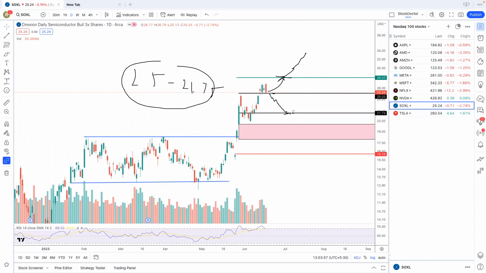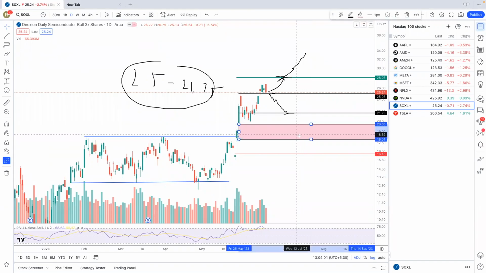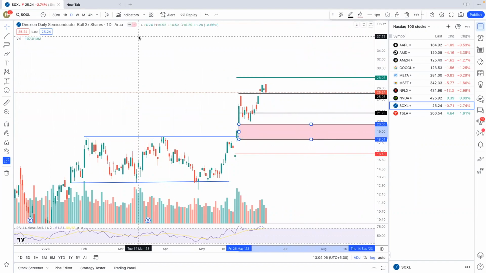But if it stays below 21.75, then it will go into this important support area of $20 to $18. So we need to watch these levels.